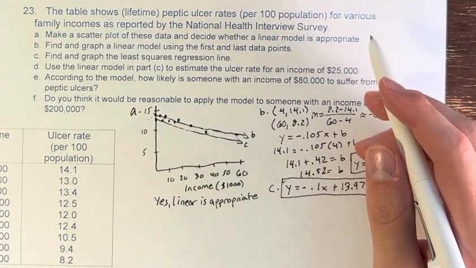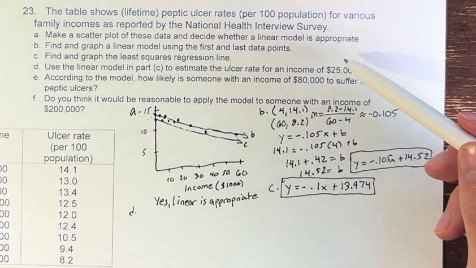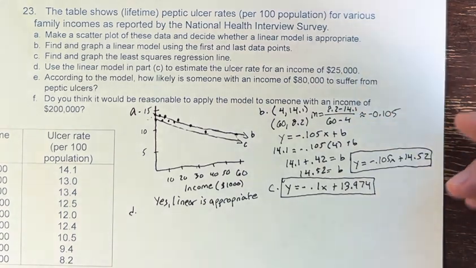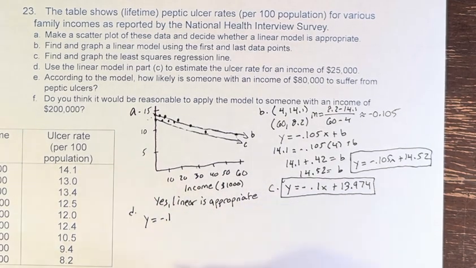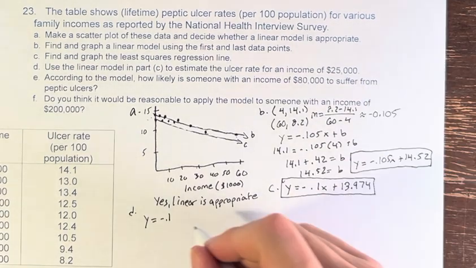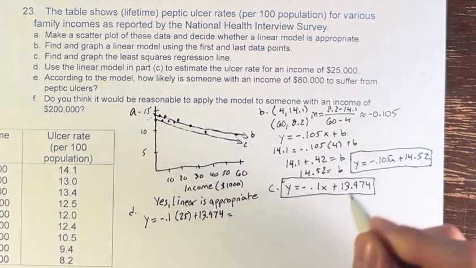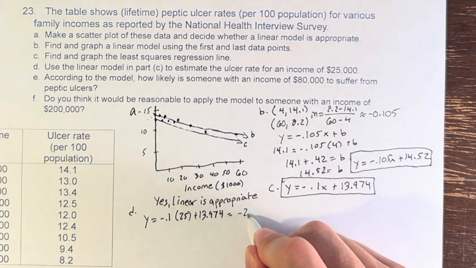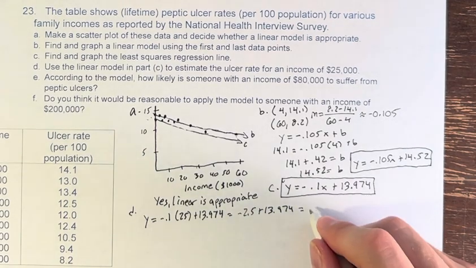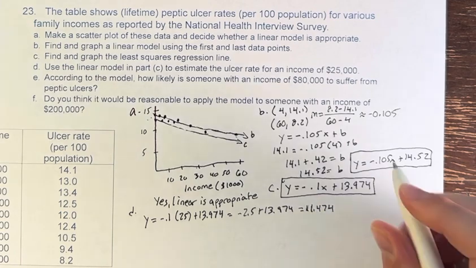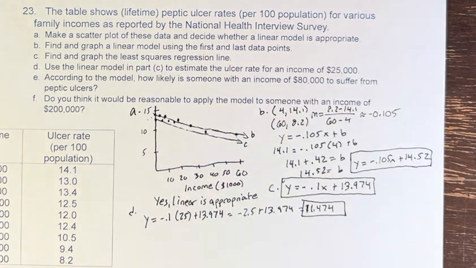So, next, D, we're asked to use the linear model in part C to estimate the ulcer rate for someone with an income of $25,000. So y, the ulcer rate, is equal to negative 0.1 times x, which is 25, plus 13.974. Negative 0.1 times 25 is negative 2.5 plus 13.974. And adding these together, we get 11.474. This is the ulcer rate expected for an income of $25,000.